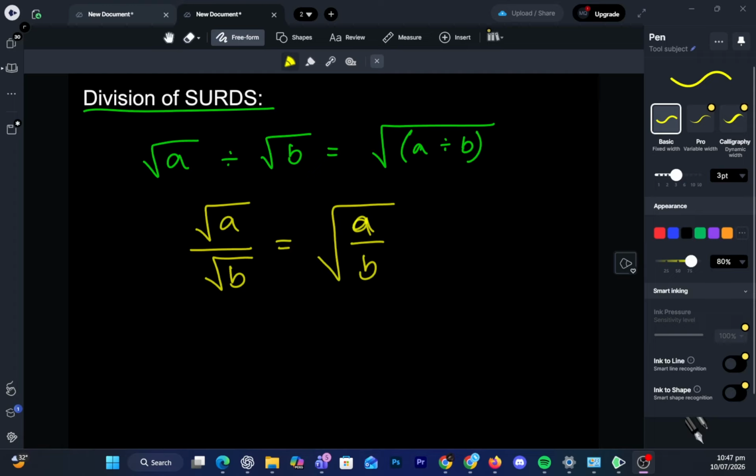In the previous lesson, we learned how to multiply surds. Today we are going to learn how to divide surds, and you'll see that it's just as easy. Let's begin. The rule is very simple. When dividing surds, we divide the numbers inside the square roots first.